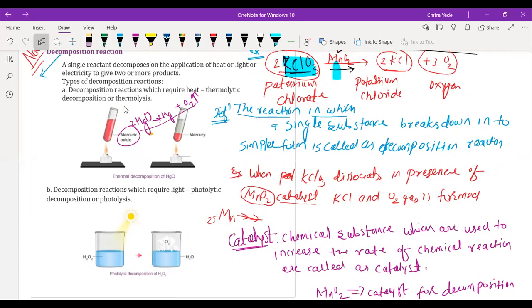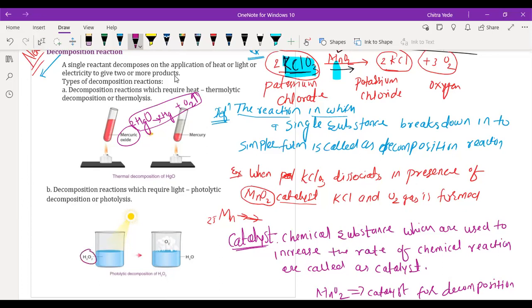Sir, dissociates means breaking down into a simpler form? Yes. When a complex substance breaks down into a simpler form, it is a dissociation reaction. Okay, here we have one more example.